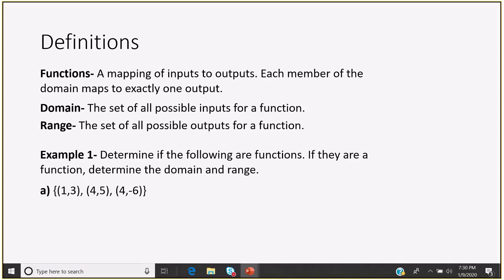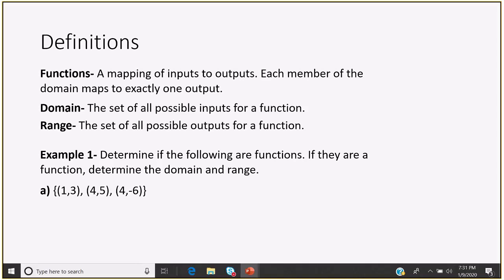So this is one way to represent a mapping, or more specifically a function. All it's saying is these are points. So for my first point, my x is 1, my y is 3. My x is 4, my y is 5. My x is 4, my y is -6. Now the question we have to ask ourselves is, is this a function? Because it is a mapping. I'm telling all of my inputs to go to something. But am I meeting that second part of my function?